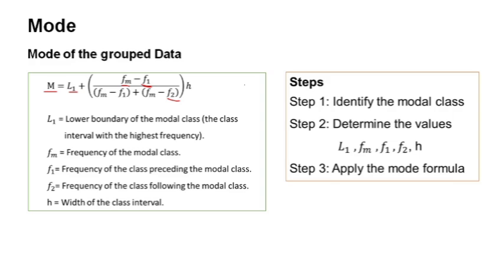So what are the steps involved in the calculation of the mode of the grouped data? The first step is to identify the modal class, the class whose frequency is highest. Once you identify it, determine the lower bound of the modal class, the frequency of the modal class, the frequency of the class preceding the modal class, the frequency of the class following it, and the width of the class. Then put all these values in this formula, and you can find the mode of the grouped data.